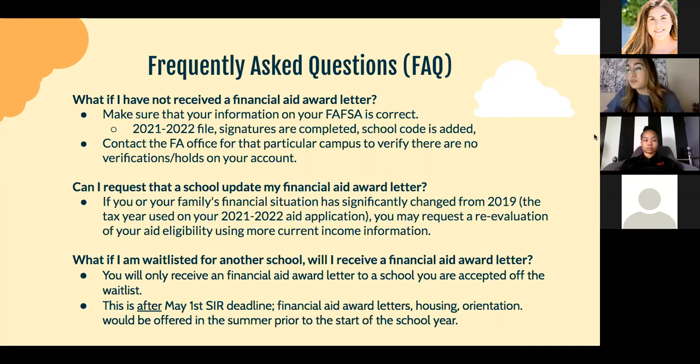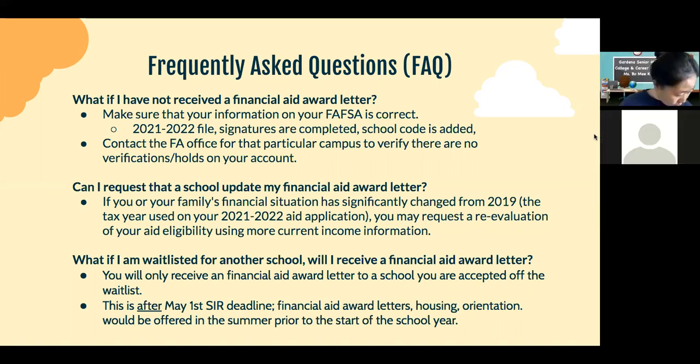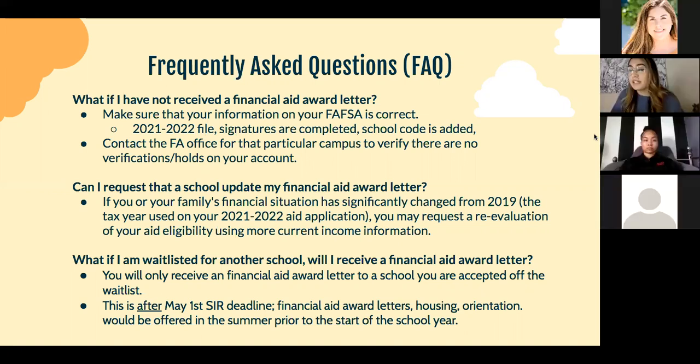So if you do get off the wait list, you are going to need to SIR for one school, even if you are on the wait list for another school. So you cannot SIR at two different schools. If you do get off the wait list at one and accept their offer, you're going to have to let the first school that you SIR'd for know. You might lose your deposit and all that other kind of stuff.